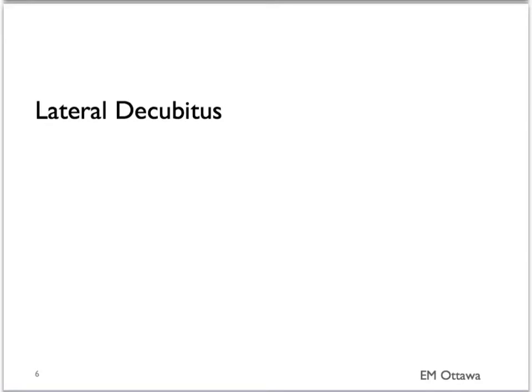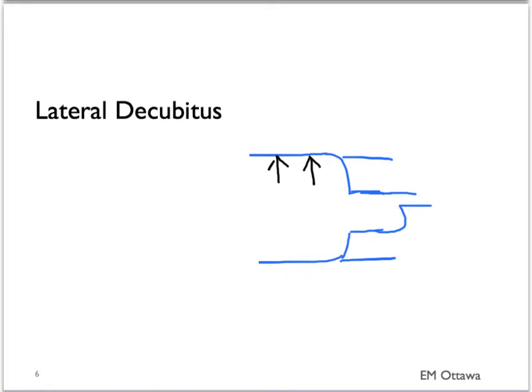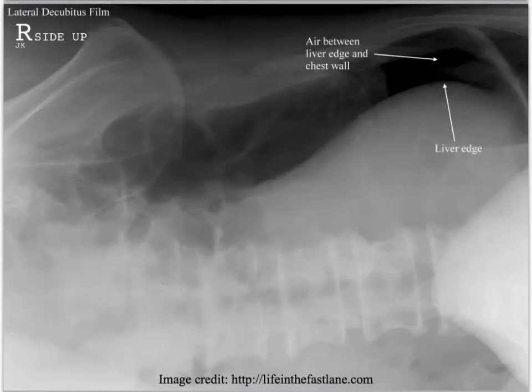What about if the patient is unable to sit up and they can only lie on their side or in a lateral decubitus position? In this case, the free air does not rise up to the diaphragm. It will rise up towards the top part of the body, on the side. On an X-ray, the free air will be between the liver edge and the chest wall if the patient is lying on their left side.